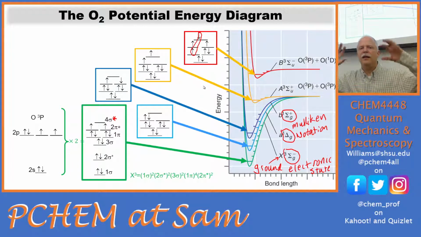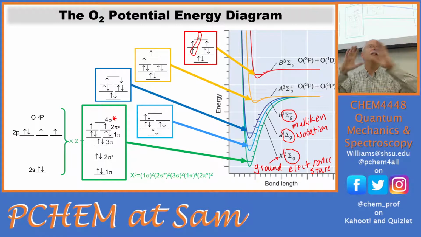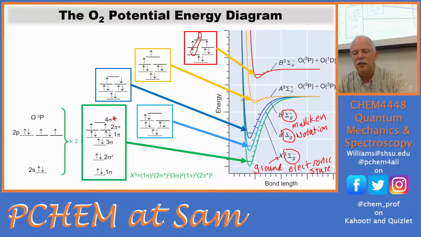So does everybody get the idea of this whole page? If you change the electron configuration, you change the potential energy of the molecule. And notice here, the bond length for the ground state is whatever this tick mark is, right? So you come straight down, that's the bond length for the X state.